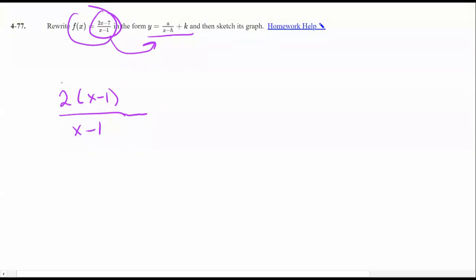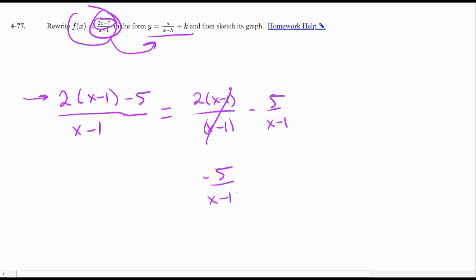To do that, though, 2 times x minus 1 is really 2x minus 2. So I really have to have this minus 5 on the outside as well, because basically what I'm saying here is that 2x minus 7 is equal to everything here in the numerator. So from there, I'm going to break it up into two different fractions, cancel these out, which just gives me 2. So in transformation form, I get negative 5 over x minus 1 plus 2.